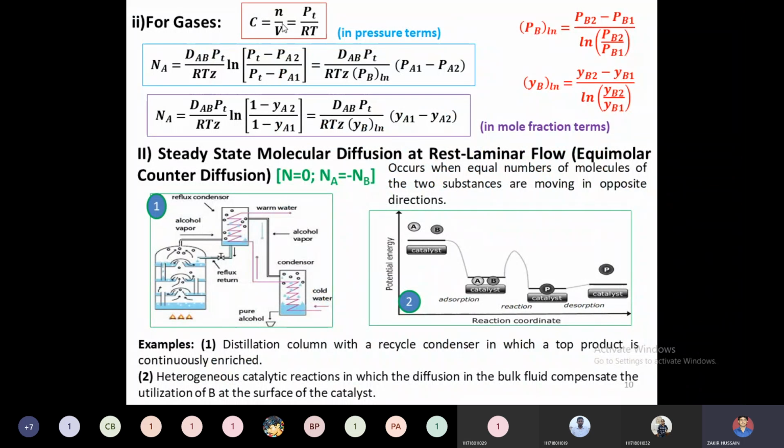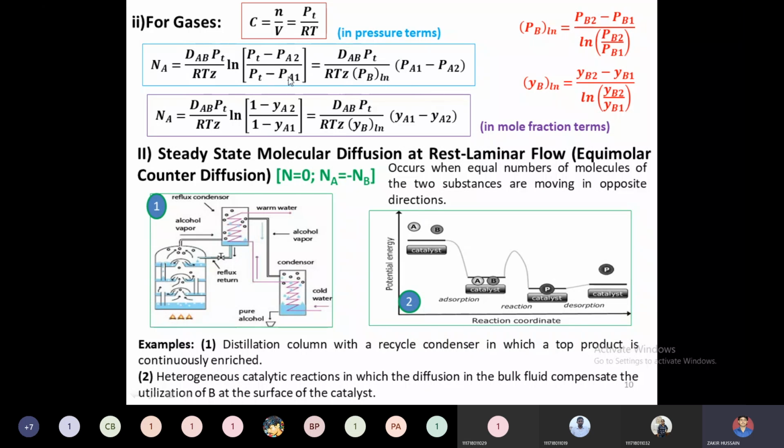Then applying C is equal to P_T by RT, and at the same time N_B is equal to 0, because this is A through non-diffusing B, in the relationship between diffusivities together with Fick's first law of diffusion, we have obtained this equation: P_T by RT is ln of (P_T minus P_A2) by (P_T minus P_A1). After certain manipulations of this equation, we obtain this formula, in which P_BLN is the logarithmic mean pressure difference, whose expansion formula is given here.